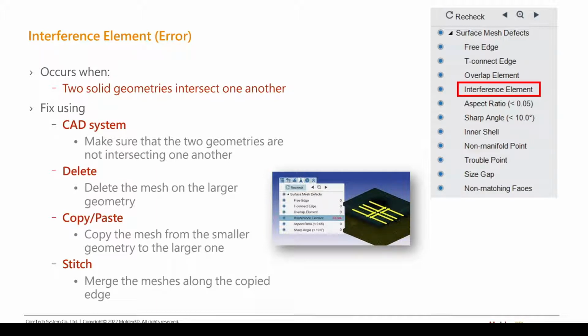Most of the time, you can fix these by going back to your CAD system and making sure that the two geometries are not directly intersecting one another. You can also use the traditional mesh matching method by deleting the mesh and then copy-pasting the mesh from the smaller geometry to the larger one, and then stitching the meshes together. We have a video for that up on our YouTube channel, so you can check out how to match the meshes.